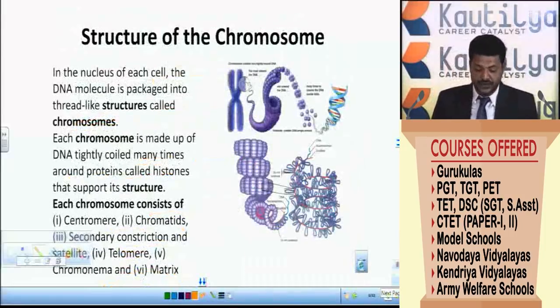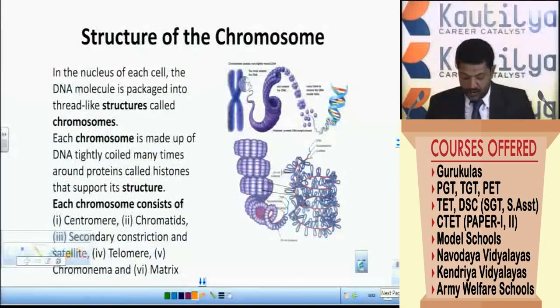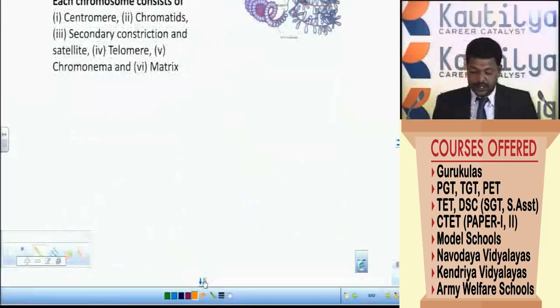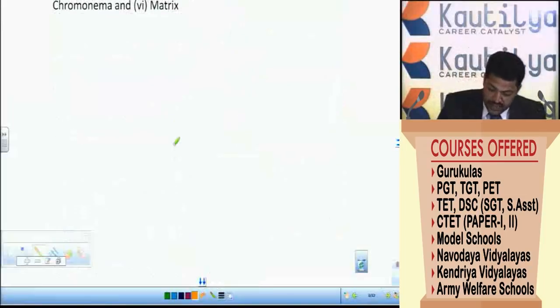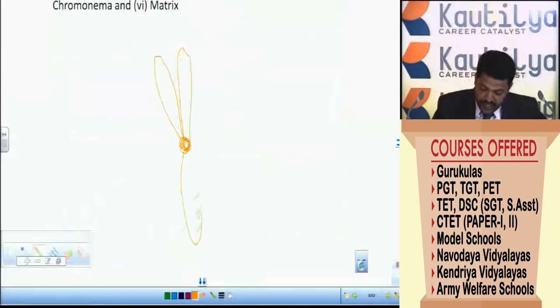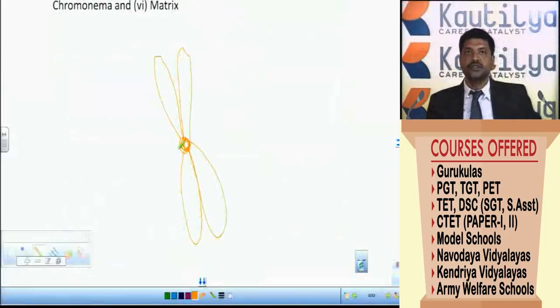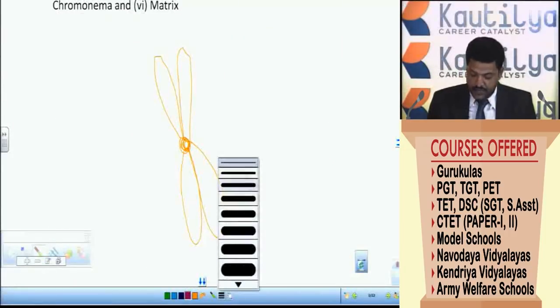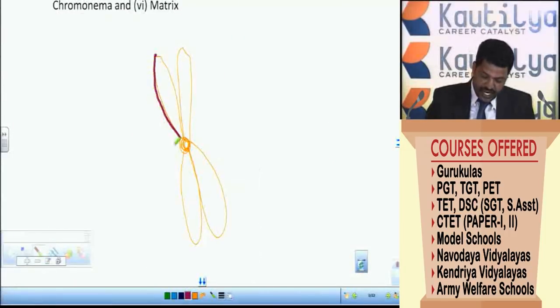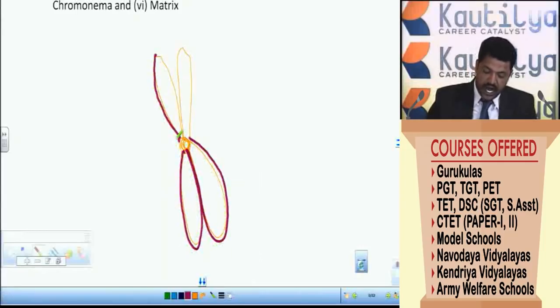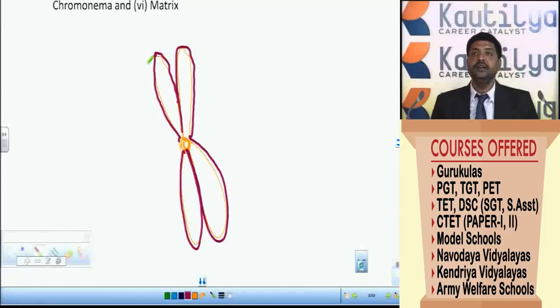Now, let us see the structure of the chromosomes. Before entering into the actual details, I would like to show the peripheral diagram of the chromosome. So this is one chromosome which is already duplicated during the synthetic phase of mitosis or meiosis interphase. The outer peripheral layer of the chromosome is known as pellicle or matrix. This is covered by nucleolar material or some amorphous substances which have some amount of carbohydrates and proteins.